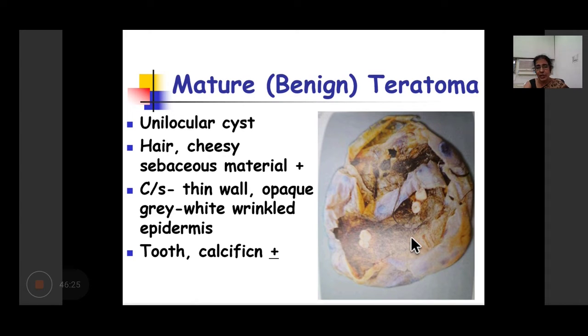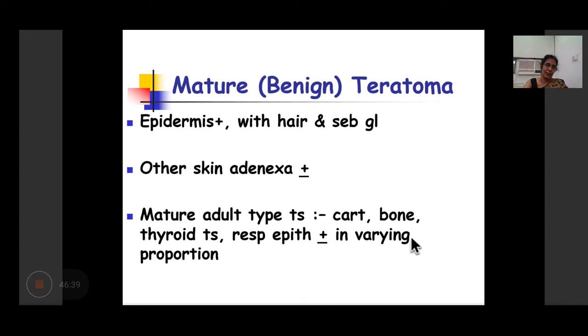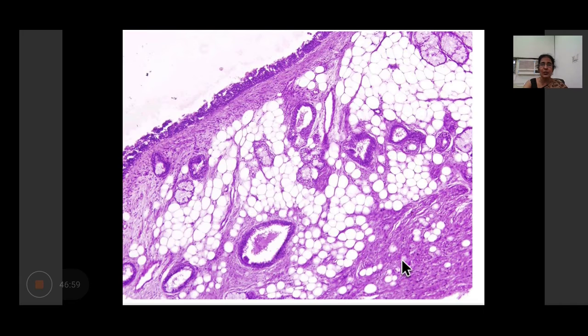It may be opaque or gray-white, wrinkled skin-like appearance. It may even show ectodermal differentiation, formation of tooth, and areas of calcification. So there is formation of hair, there may be formation of tooth-like structures or calcific structures, and sometimes even the mesodermal structures like adipose tissue, muscle may also be seen. So the most common differentiation is epidermis with hair and sebaceous glands. Other skin adnexa may be present, and there may be presence of other adult tissues like mature cartilage, mature bone, mature thyroid tissue, ciliated columnar epithelium of the respiratory tract, then of the bronchus.